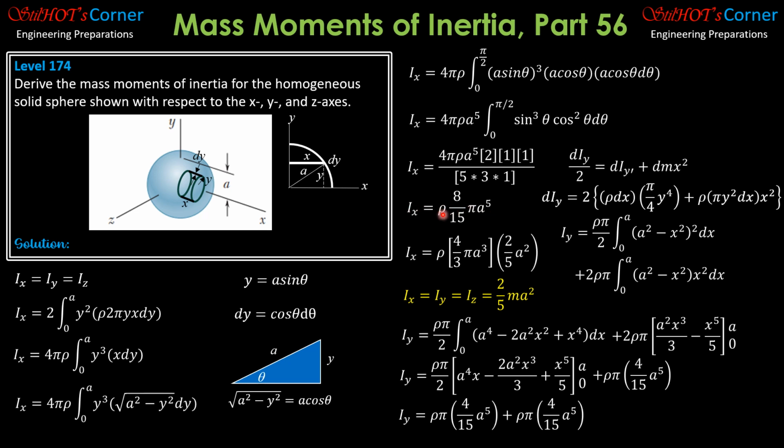And therefore, we arrive at the same final result, that Ix equals Iy equals Iz equals 2/5 ma squared. So Iy equals density times 8 over 15 pi a to the 5th, which is the same as this. So we arrive at this same answer. So that's it. And I hope that you can remember the mass moments of inertia of the common figures before attempting to consider other different figures.